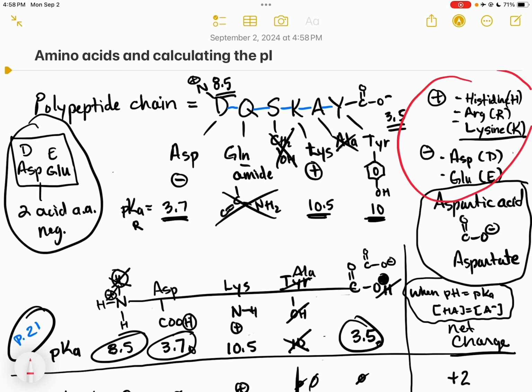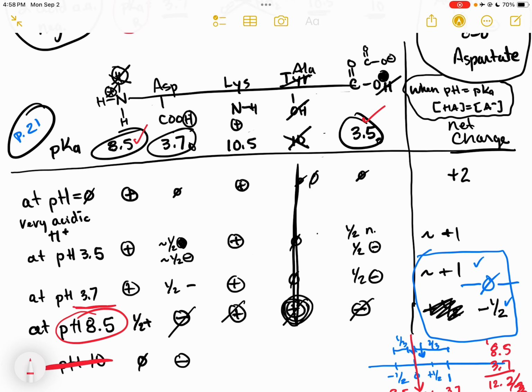So you've got to know your ionizable groups, get them memorized, know that aspartic acid is aspartate, and know that you've got to figure out the pKa's, and you get those off the table. Memorize that the N terminal is 8.5 and the C terminal is 3.5. Okay, then you've got to start at pH 0. Figure out what the charge will be on all of the ionizable groups, including both the N terminal and the C terminal. Calculate the net charge.